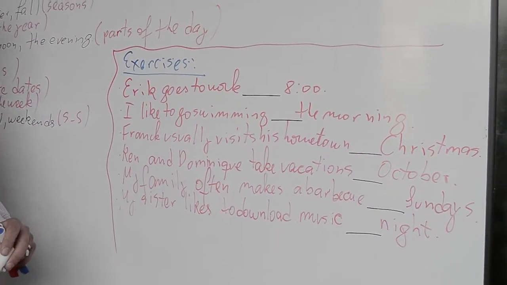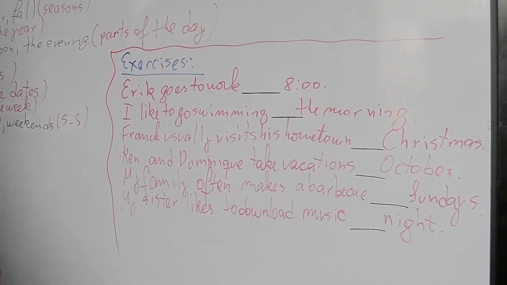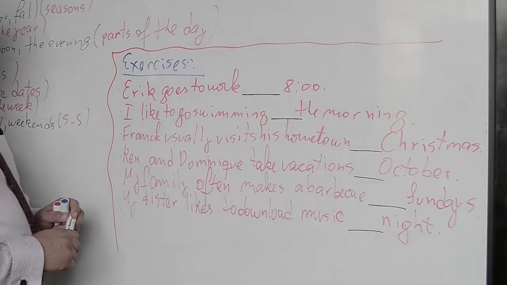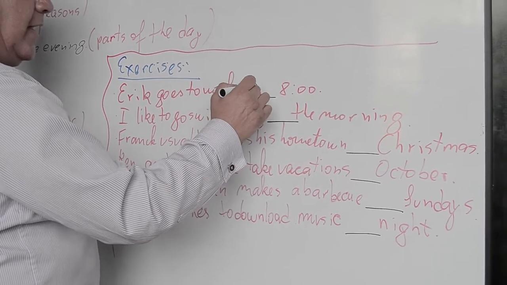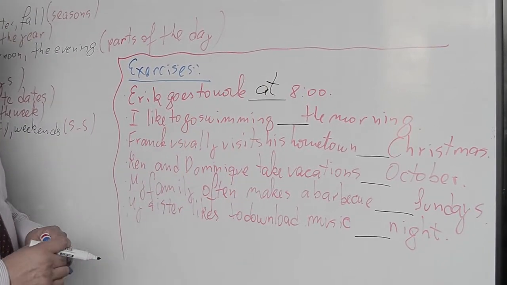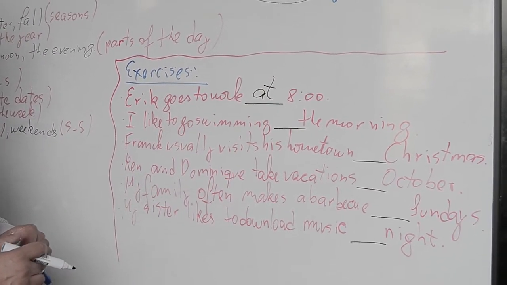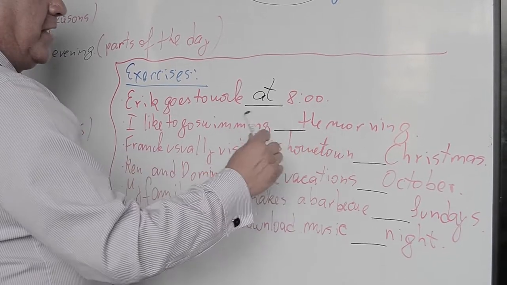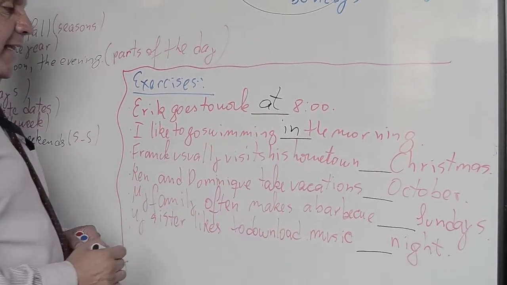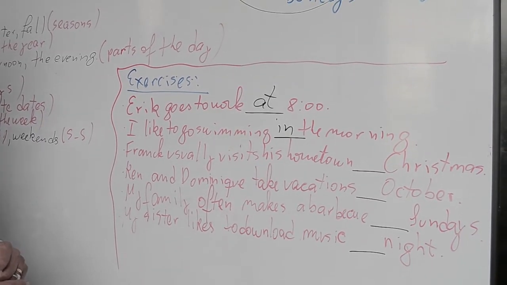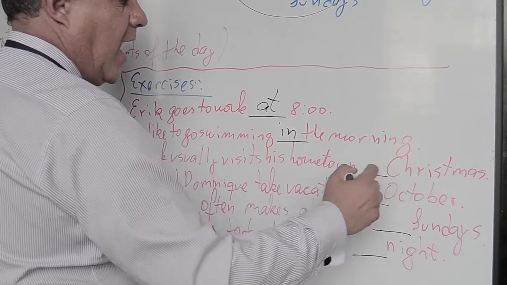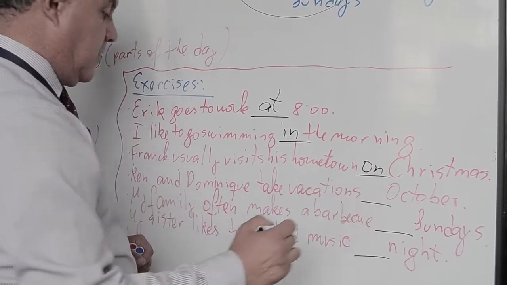Okay, let's finish doing these exercises. Number 1, Eric goes to work at 8. In this case, with time you have to use at. Number 2, I like to go swimming in the morning. Parts of the day we use in. Next one, Frank usually visits his hometown on Christmas. Holidays we have to use on.